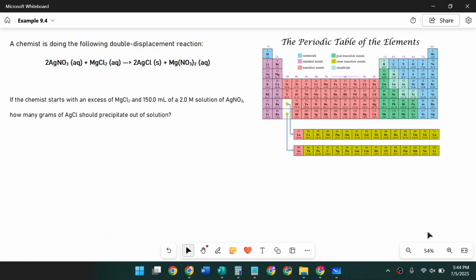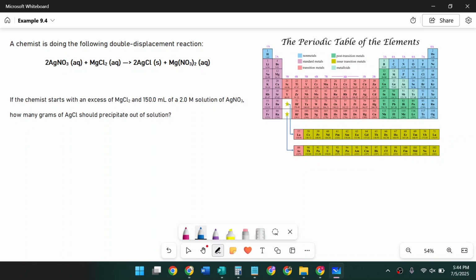If the chemist starts with an excess of MgCl2, so magnesium chloride, and 150.0 milliliters of a 2.0 molarity solution of AgNO3, silver nitrate, how many grams of AgCl should precipitate out of the solution?